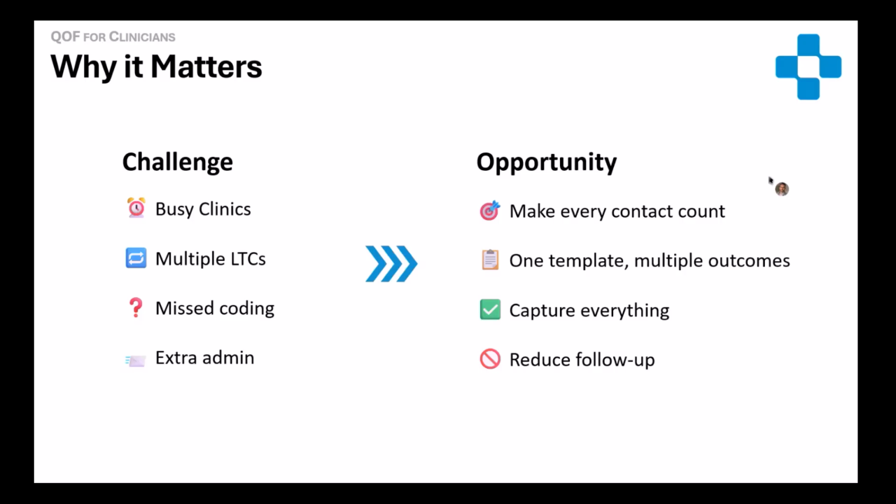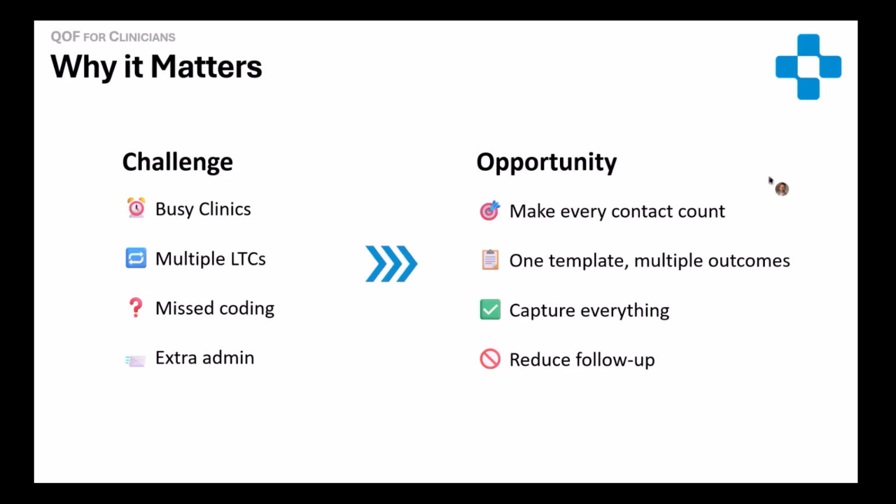So how do we do that? Well, firstly, make every contact count. Treat each appointment as a chance to close out everything that's still outstanding, not just the reason that they've booked. Templates are a great help. Our templates are built so that a single consultation can satisfy several indicators at once, and it means you can tick off lots and lots of different things at the same time. Make sure you capture everything. The alerts will flag what's outstanding in real time so that you're not just relying on memory or having to dig through the records to find out what is actually missing.